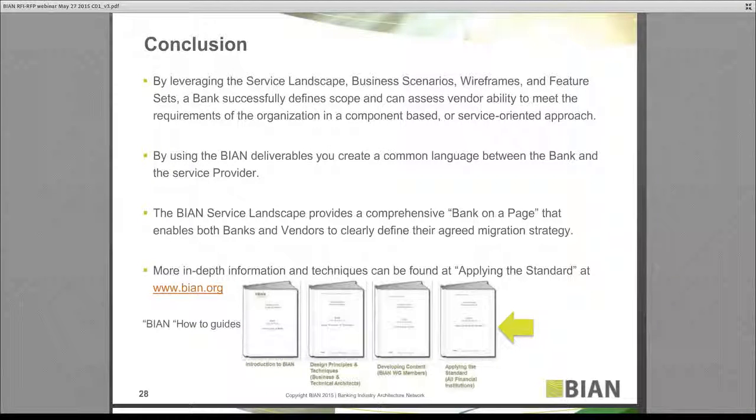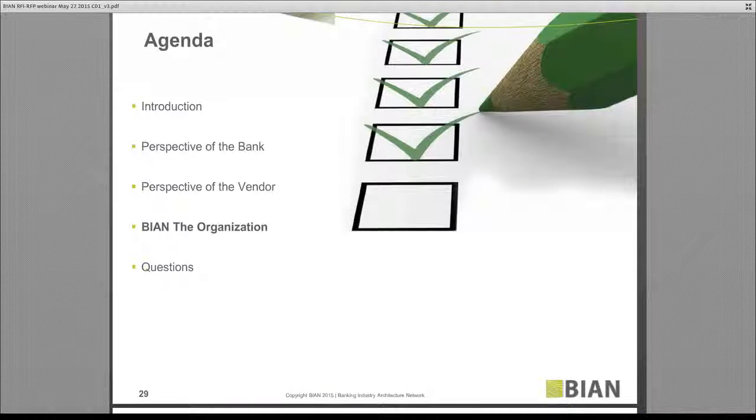If you want to know more, we have on the BIAN.org site 4 volumes of what we call the how-to guide. And the how-to guide, at least number 4, applying the standards, explains in more detail how you can use the model in a vendor assessment, but also how you can use the model if you want to migrate from a point-to-point solution to an enterprise service bus. So number 4 gives you more background details on the discussion we have in this webinar.